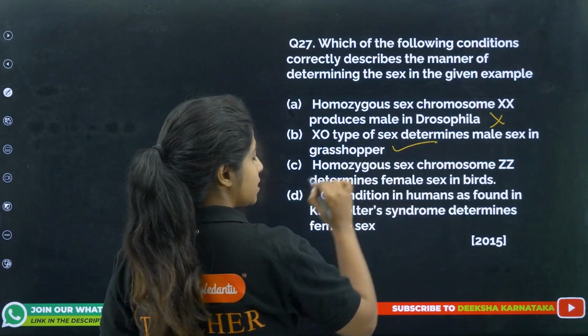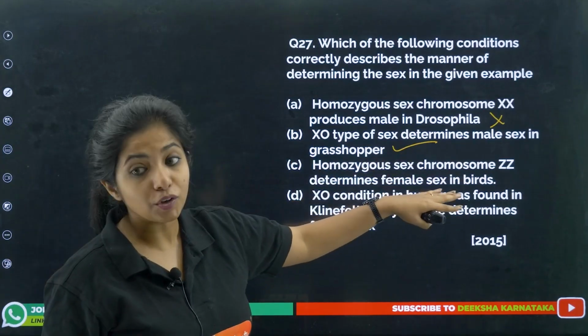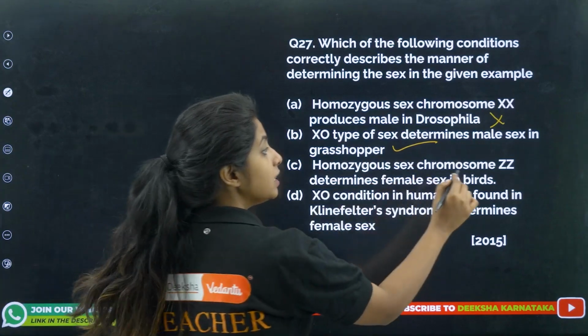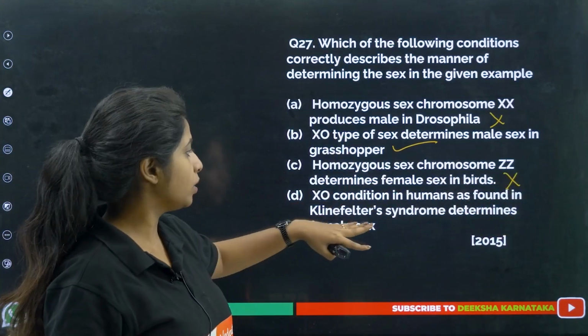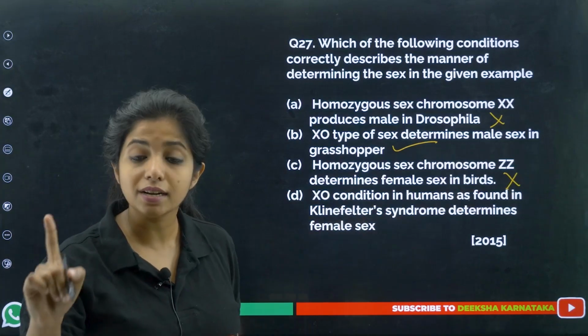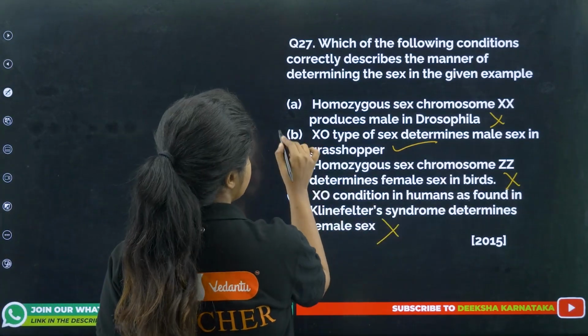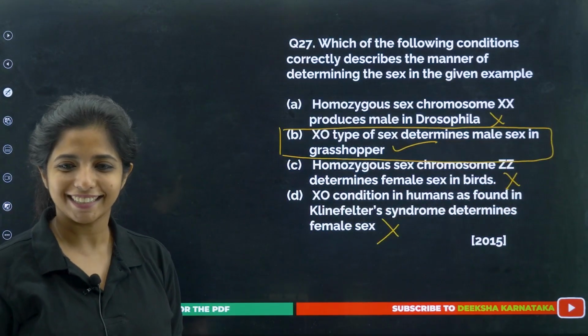This is correct. Next, homozygous sex chromosome ZZ determines female. No, this is the only place where females are heterozygous, so they are ZW in birds. So this is wrong. XO condition in humans as found in Klinefelter syndrome? No, it is found in Turner syndrome. In Klinefelter's there is XXY, so this is again wrong. So this becomes the answer, my dear children. This came in 2015.